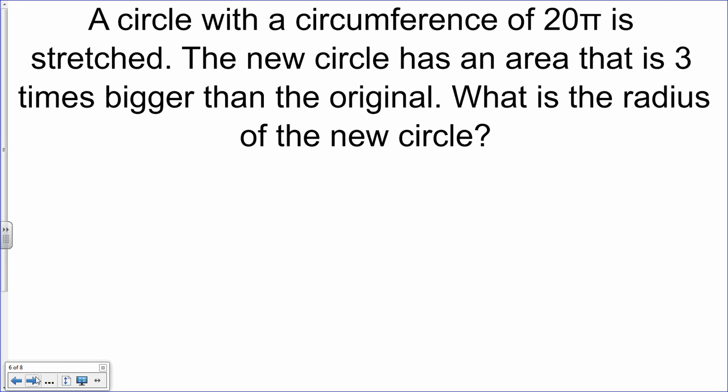This one's going to be very similar, so go ahead and write that down. And then we're going to go ahead and talk about it.